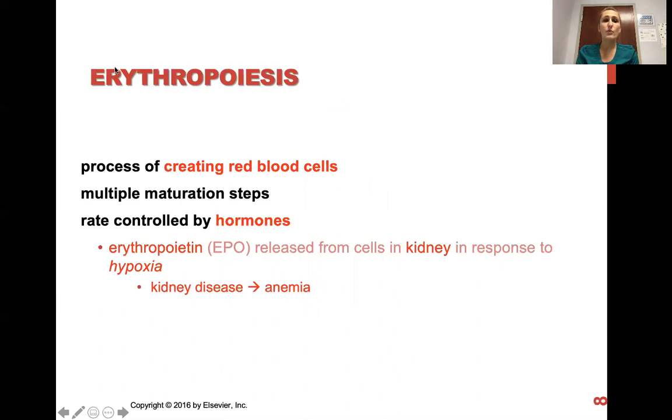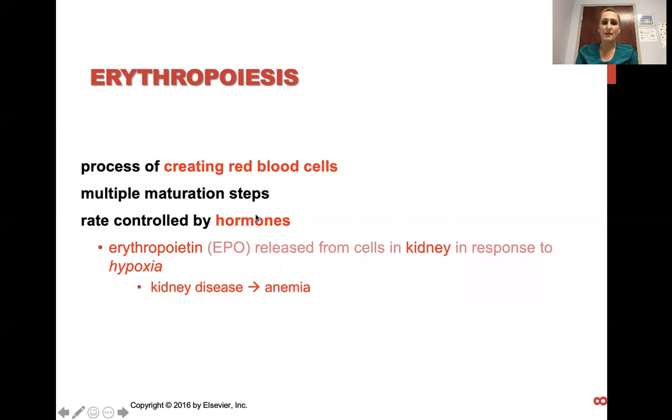So starting with erythropoiesis, remember erythrocyte, that's your red blood cell. Poiesis means creating. So this is the process of creating red blood cells. There are multiple maturation steps like I discussed from that picture before, but you don't need to know those for this chart. Just know that they don't get into peripheral blood until they have matured, most of the time in the bone marrow. The rate, however, of erythropoiesis is controlled by hormones.